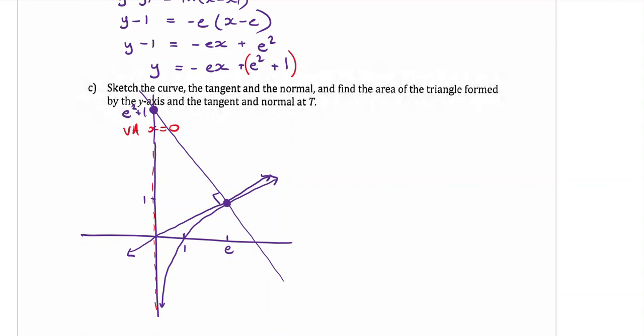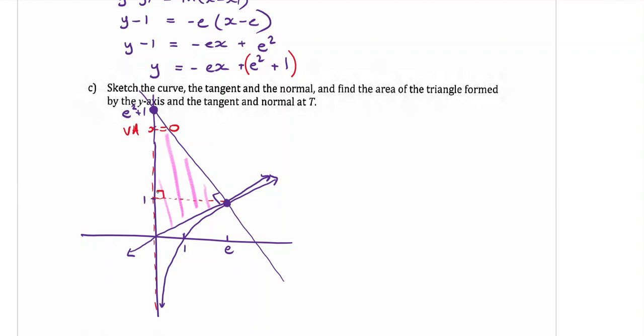Sketch the curve. Find the area of the triangle formed by the y-axis, the tangent, and the normal. So I'm after this area in here. I know the height, the e squared plus 1. I know this height here. The height of the triangle that way would be e. So if we think of the triangle as being on the side, the e squared plus 1 is the base, and that red dotted line that I've drawn is my perpendicular height.